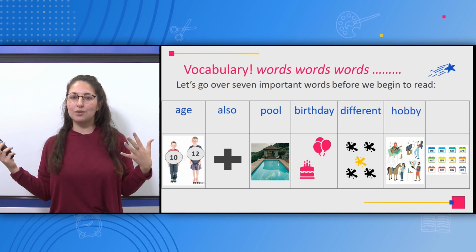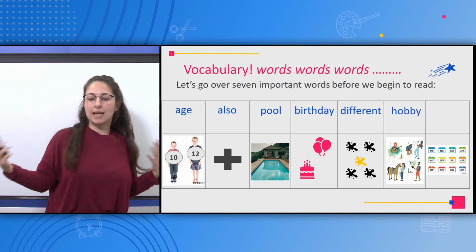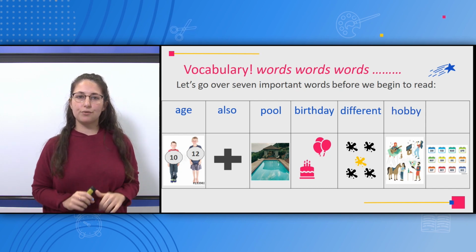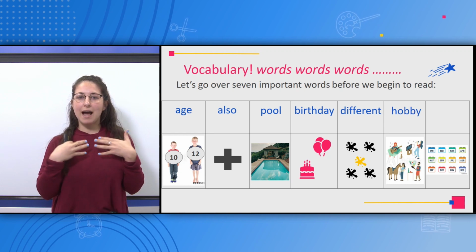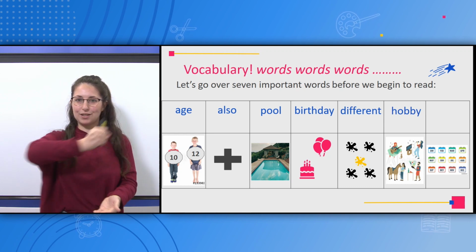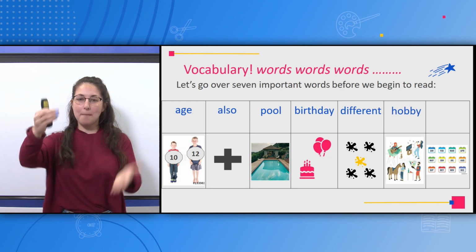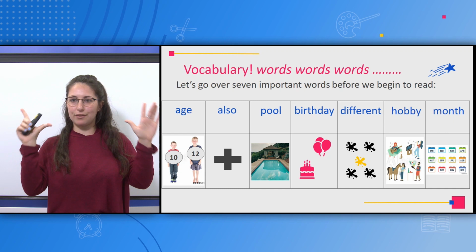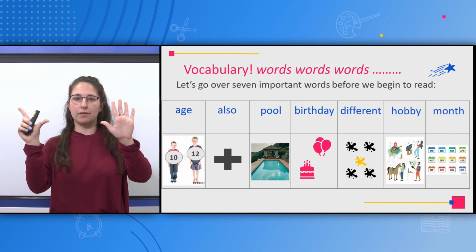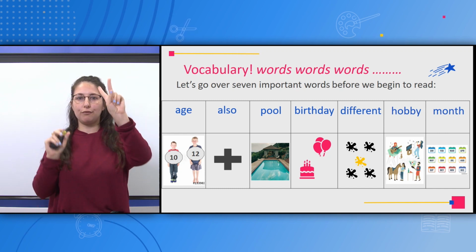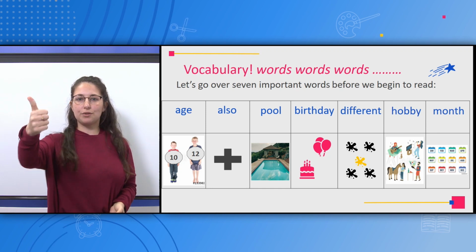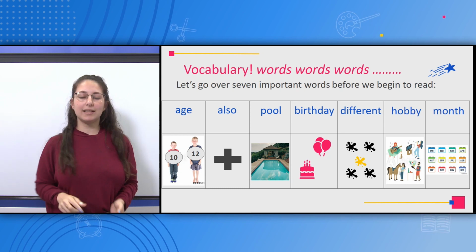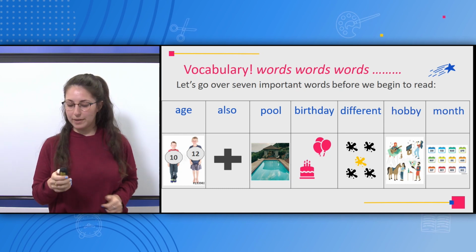The sixth word is hobby. Hobby is something that you like to do in your free time, like singing or playing the guitar or cooking, horseback riding. In my free time, I like to bake delicious cakes and cookies. My hobby is baking. And the seventh and final word is month. We have 12 months in a year. January, February, March, April. This is a month. So, repeat after me.